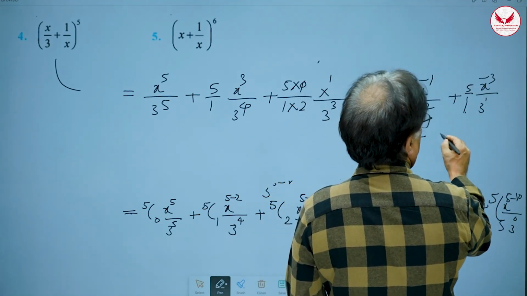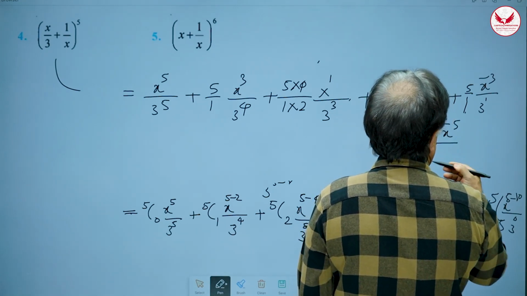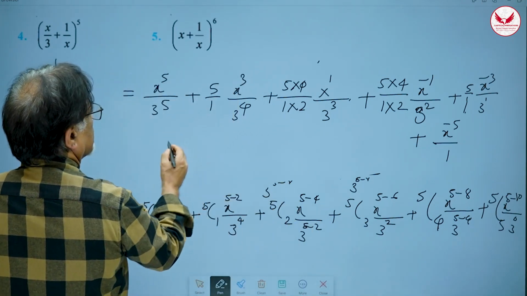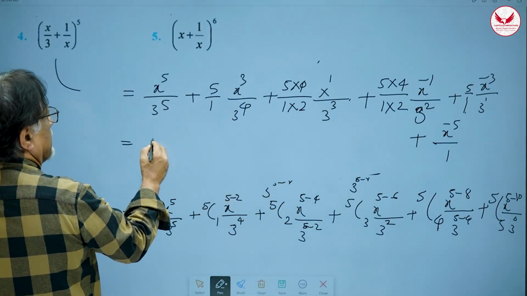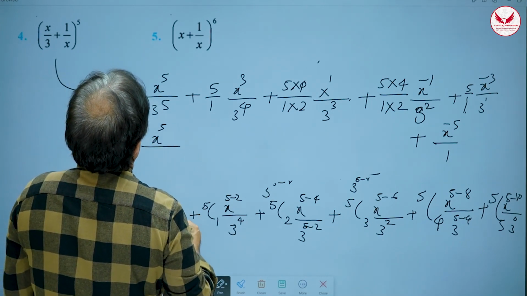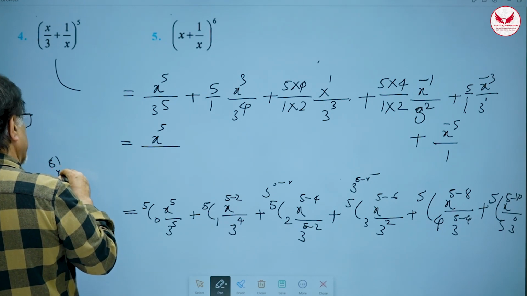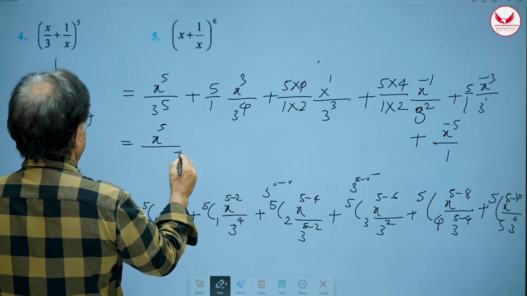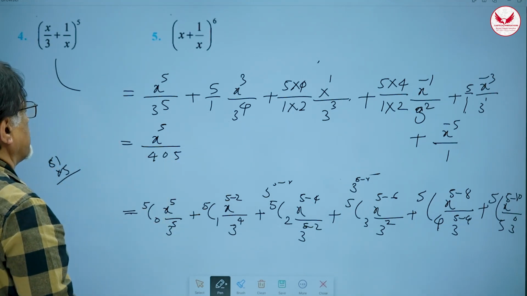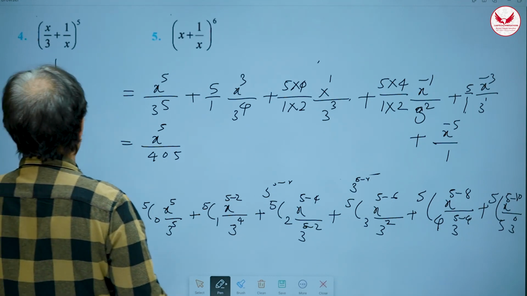x raised to 5 minus 10. That is x raised to what? Minus 5 divided by 3 raised to 1, which is 1. Okay. So finally, what we get is this. x raised to 5 divided by, now 3 raised to 4 is 81. So 81 multiplied by 5, that gives you what? 5 eights are 40. So x raised to 5 upon 3 raised to 5, which is 405.